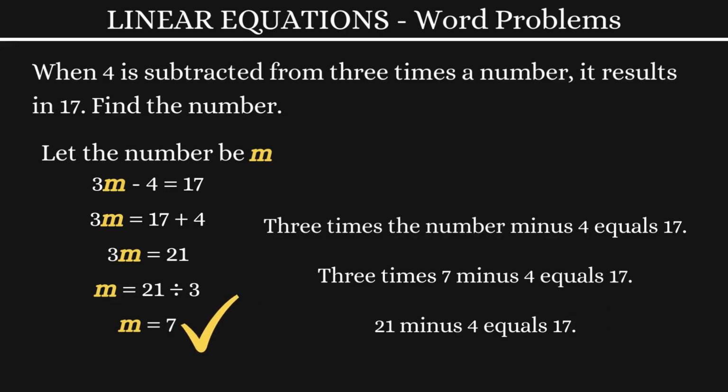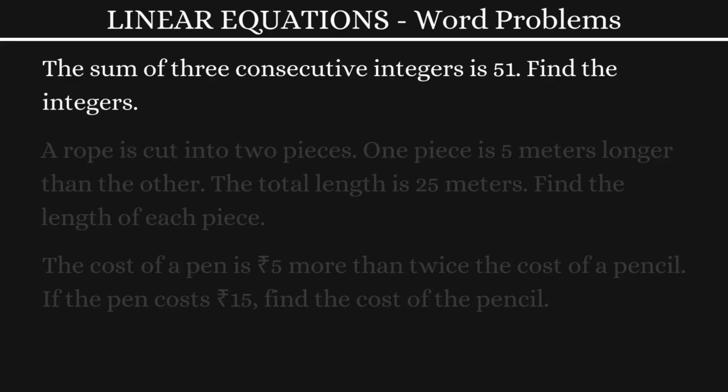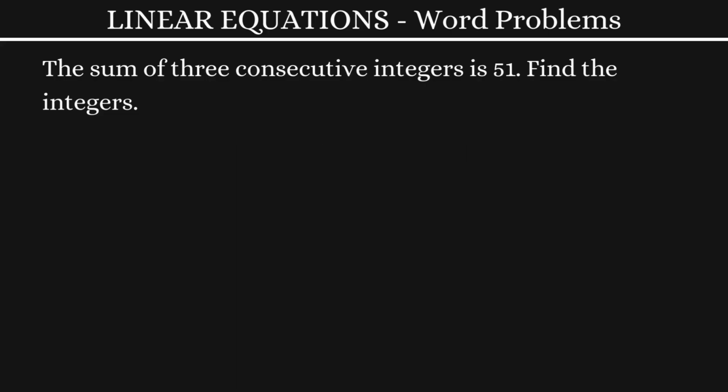Now we'll move on to moderately difficult questions. The sum of 3 consecutive integers is 51. Find the integers. In this question, we have 3 unknown integers. So we will be tempted to have 3 variables x, y and z. But the key term here is this.